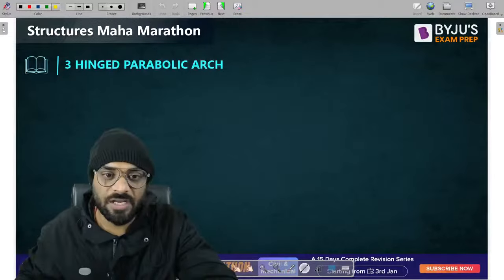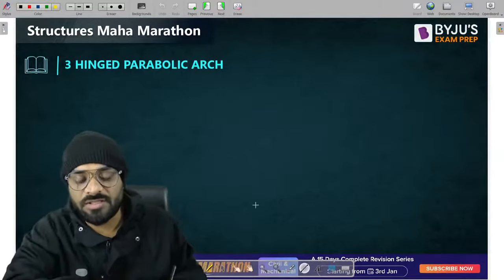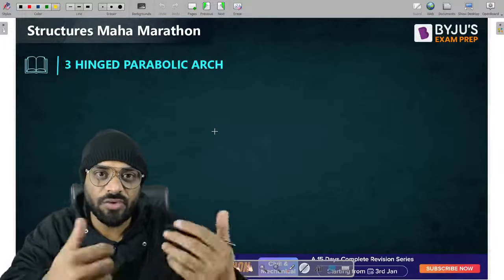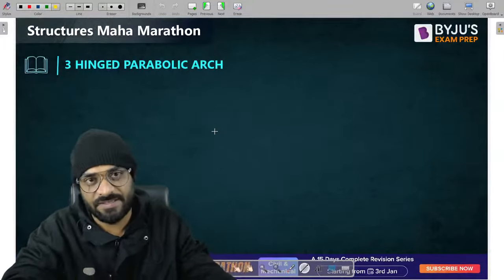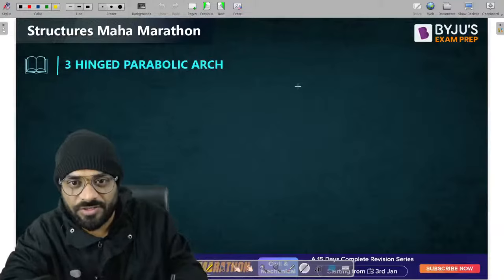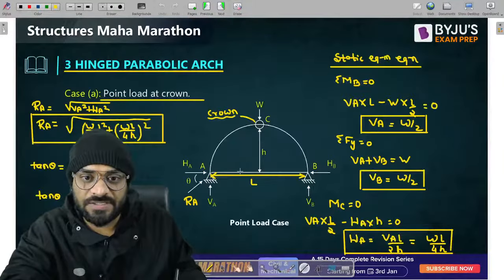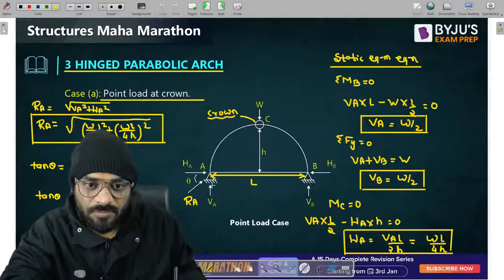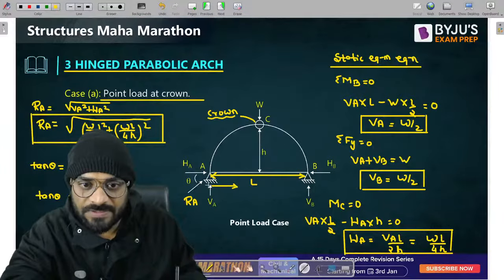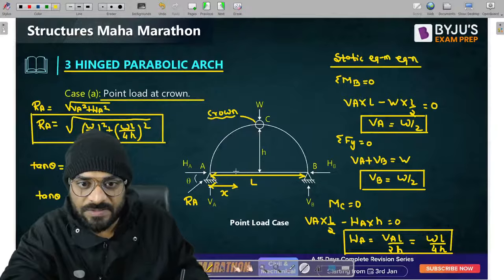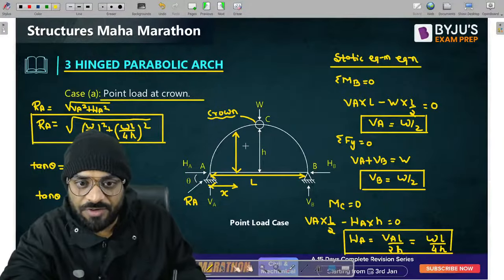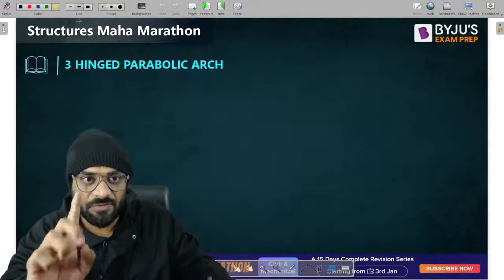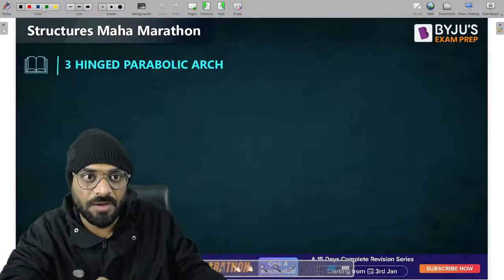Now let's understand how we can find out the normal thrust and the radial shear at any location, or at any distance x. What is the formula for that? Let's understand it. So let us consider a distance x, and this particular distance is y. Rise is y. Now if it is a parabolic arch, then we have to use an equation of parabola.